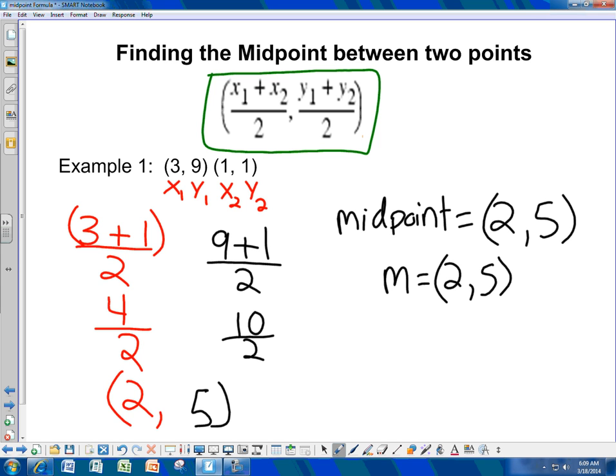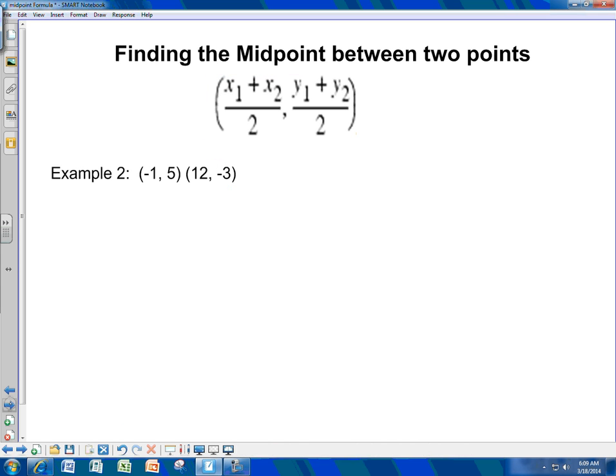Let's look at the second example. All right, second example, again, we're given 2 points, and we're asked to find the middle of those two. So we're looking for the midpoint. So I'm going to go ahead and label them like I did last time. I have my x1, my y1, my x2, and my y2. And now I'm just going to go ahead and plug those values into the formula up here at the top. So we're going to plug them right into there.